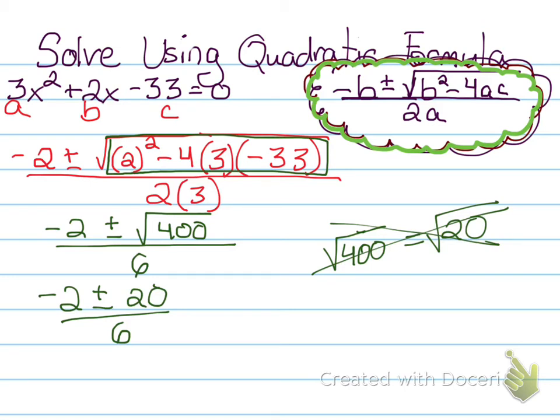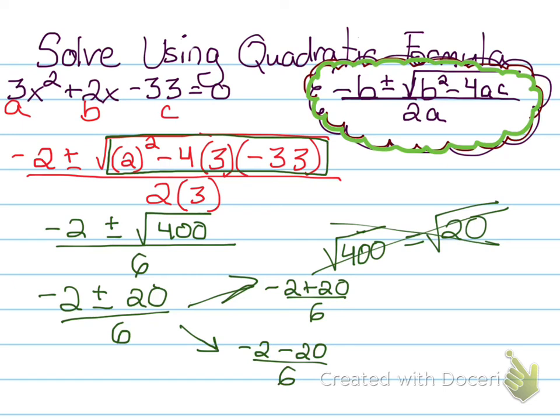Now I'm going to separate them into 2 different fractions. The first fraction is negative 2 plus 20 over 6. And the second fraction will be negative 2 minus 20 over 6.